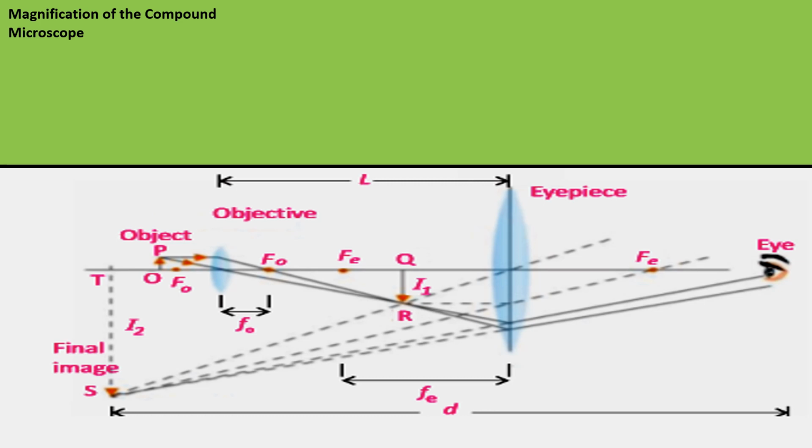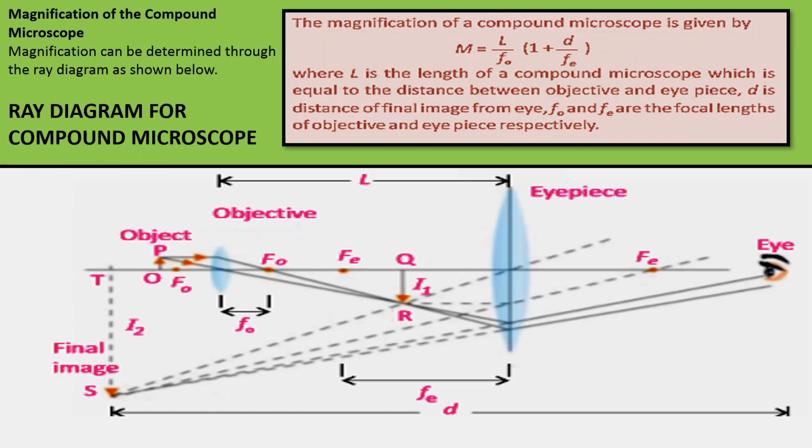Magnification of compound microscope. Magnification of compound microscope is given by m is equal to L over FO into 1 plus D over FE, where L is the length of compound microscope, which is equal to the distance between the objective and eyepiece. D is the distance of final image from eye. FO and FE are the focal lengths of objective and eyepiece respectively.